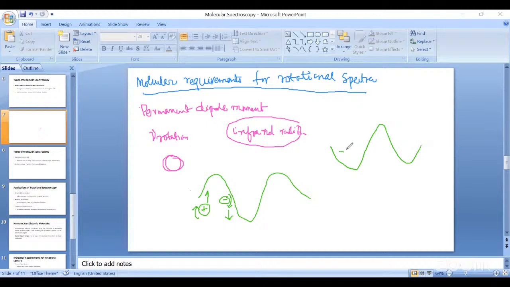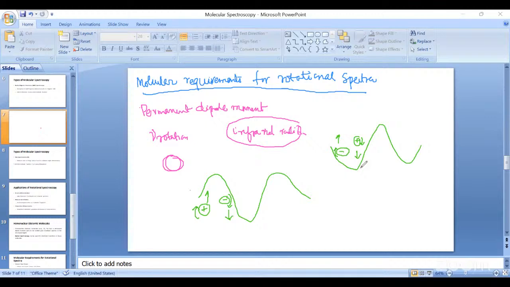So here, the negatively charged end will be in the upward direction, and the positively charged end is going to be in the downward direction. If the frequency of radiation coincides with that of the molecular rotation, then in the half cycle the electric field would make the molecule rotate faster, pushing it to a higher rotational energy and producing a rotational spectrum.